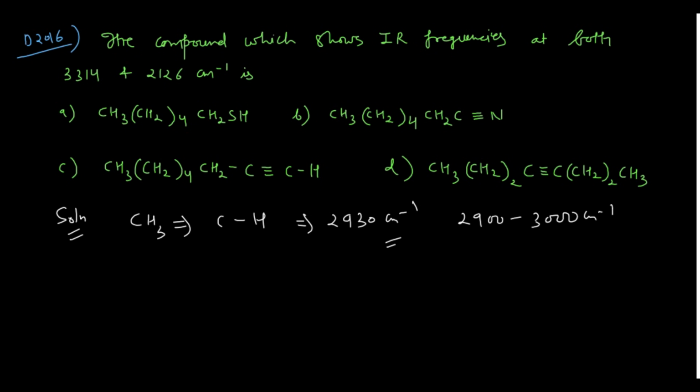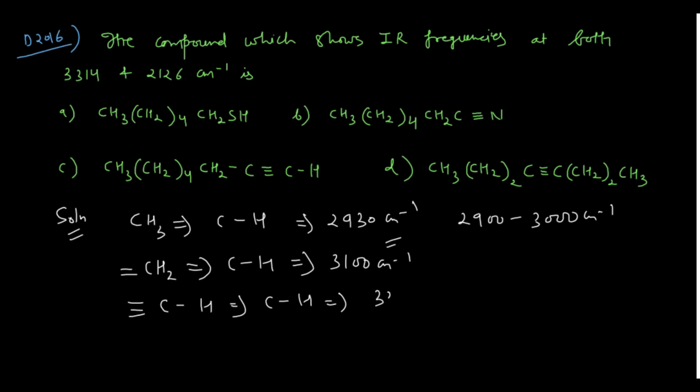And when you have this kind of thing, a double bond connected with this one, then this hydrogen frequency would be around 3100 centimeter inverse. And when you have this carbon hydrogen on a triple bond, then this frequency would be above 3300 centimeter inverse. And in the question itself it is given 3314 centimeter inverse. It is clearly indicating that you should have this carbon hydrogen connected with the triple bond. When it is connected with the triple bond, we can see the options.